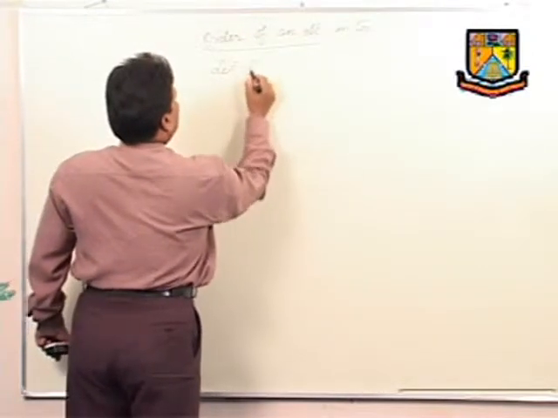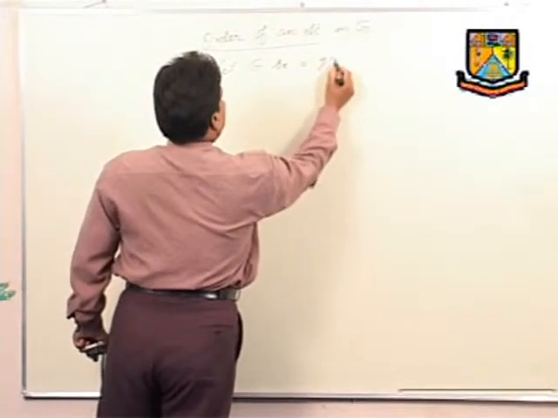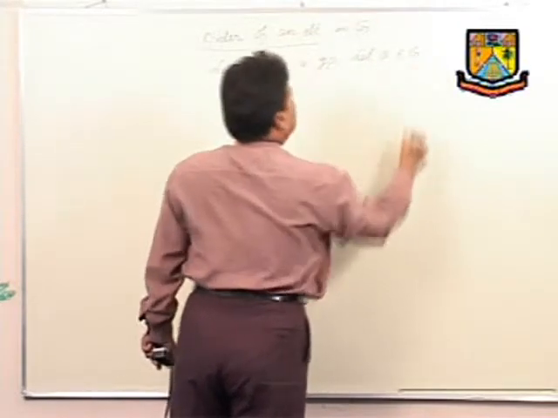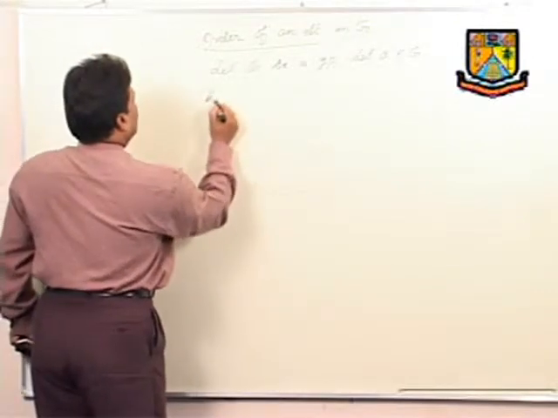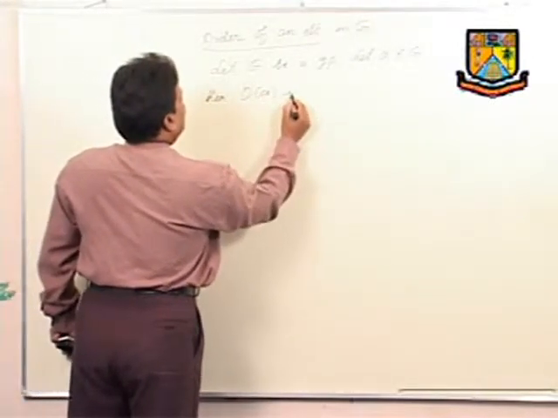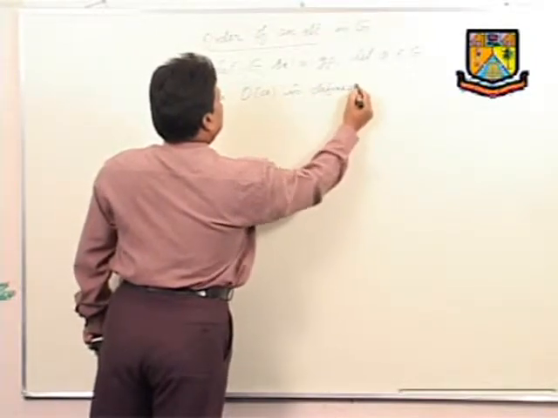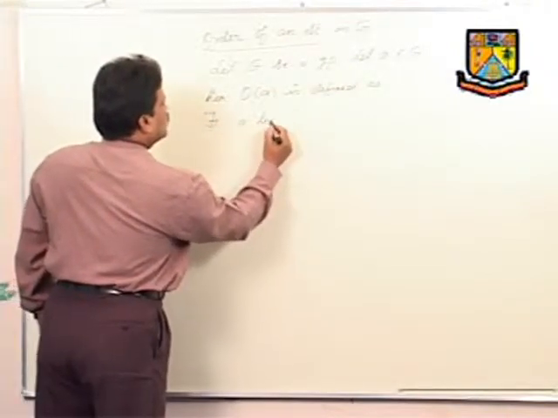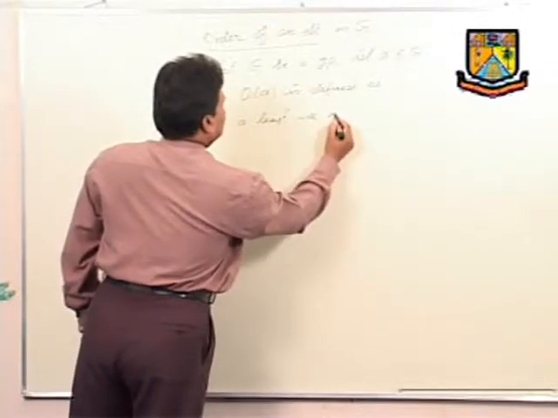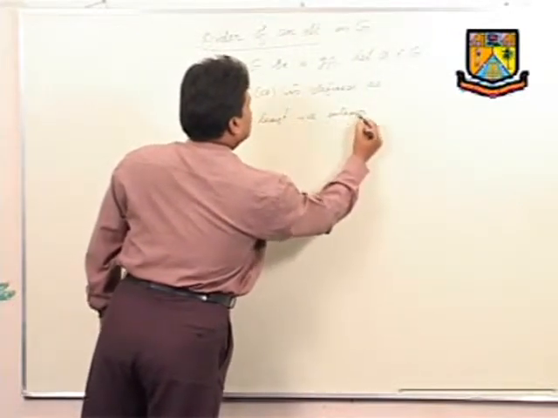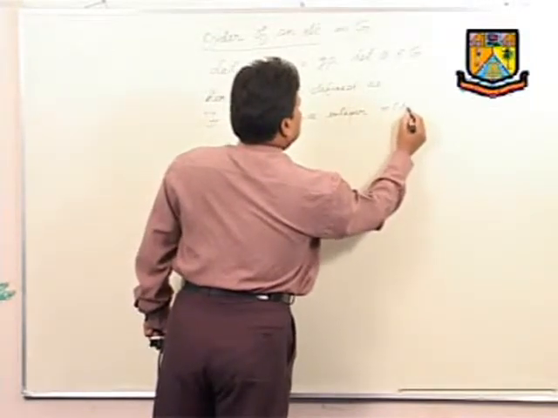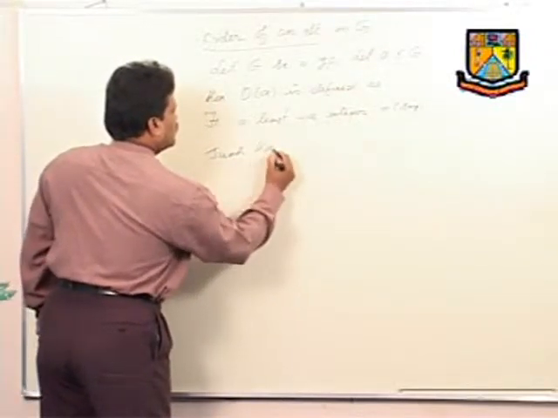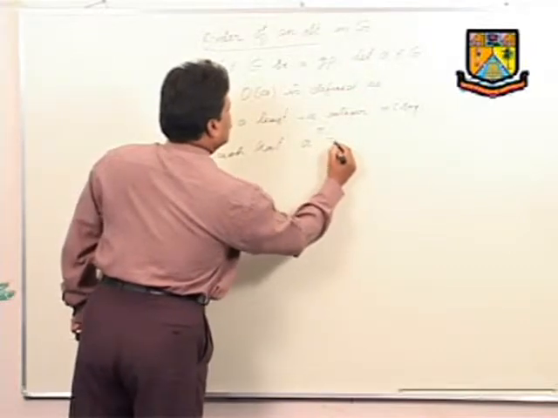Let G be a group. Let A be an element in G. Then order of A is defined as the least positive integer n, say, such that A power n is equal to identity.